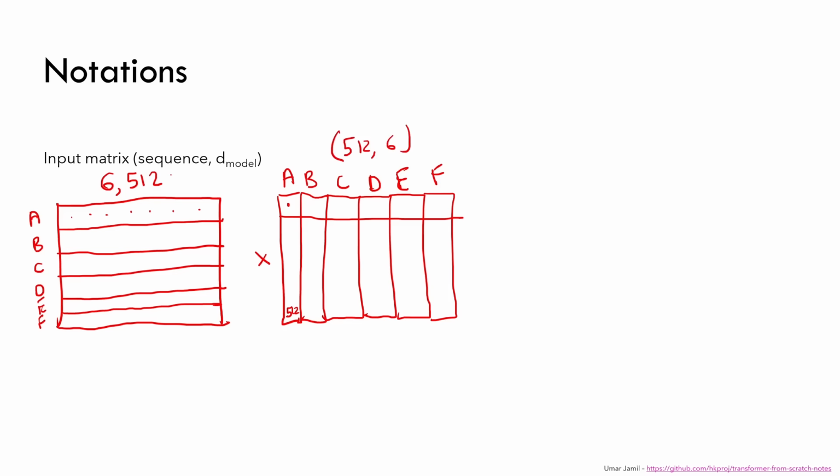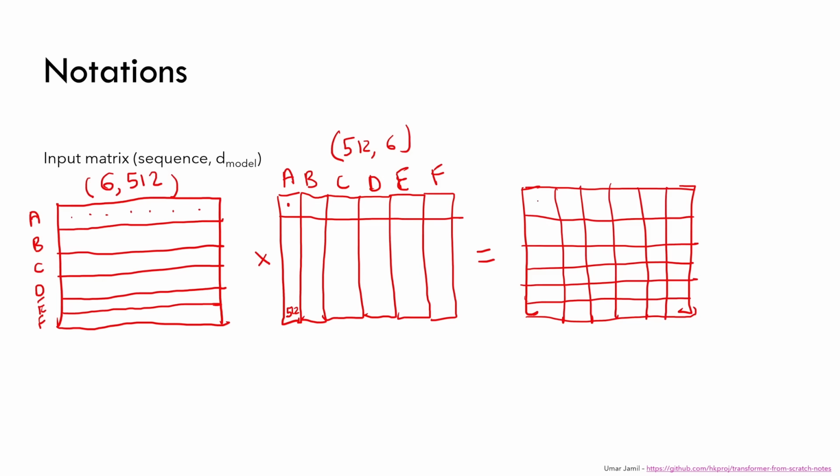So let me add some brackets here. If we multiply them, we will get a new matrix that is, we cancel the inner dimensions and we get the outer dimension. So it will become 6 by 6. So it will be 6 rows by 6 columns. So let's draw it. How do we calculate the values of this output matrix? This is 6 by 6.